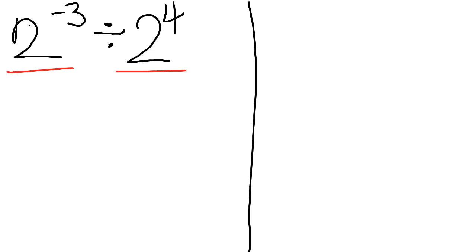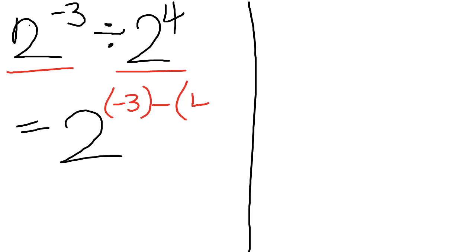Because we have the same base, our final answer will have a base of 2, and our exponents will be subtracted. So minus 3 minus 4. So minus 3 minus 4, we know, is minus 7. So that would be our answer.